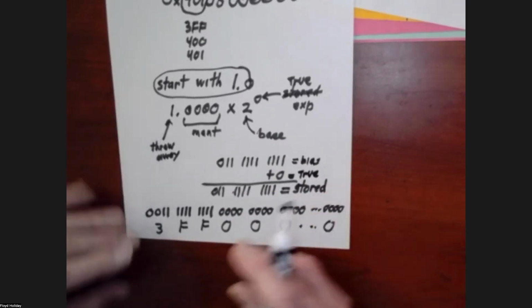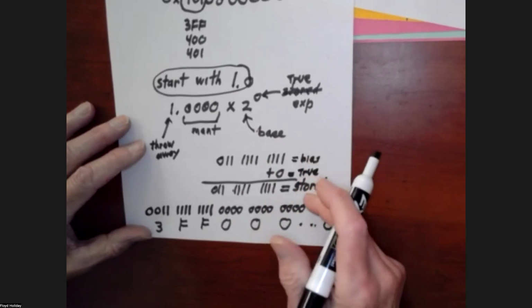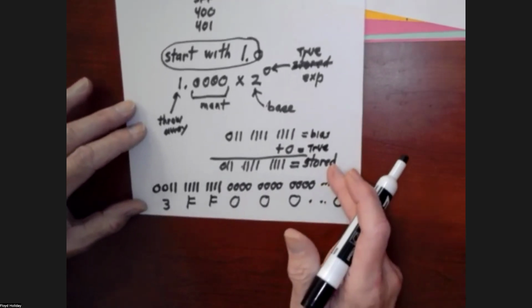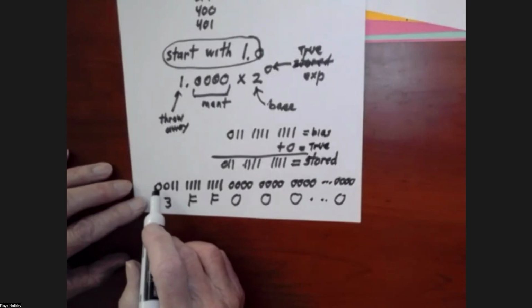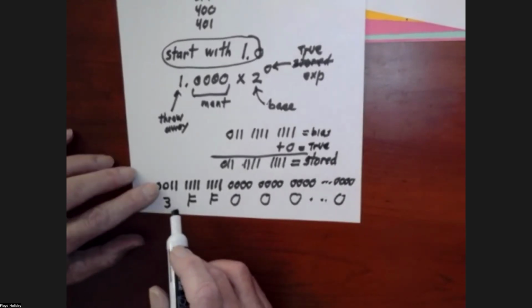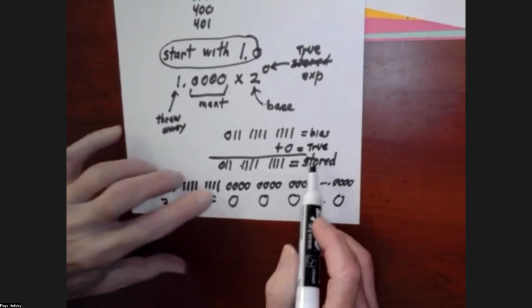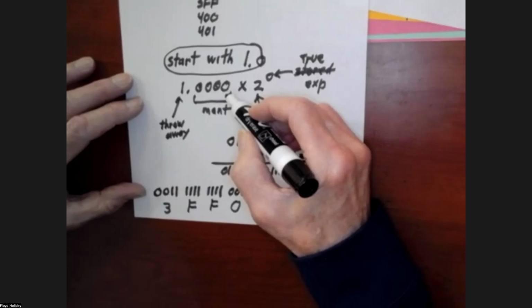Add them together, but adding 0, nothing changes. So the stored exponent is the bias number, just by the sheer special case of 1. Then you're ready to write this number. The first digit is the sign, 0. Then comes the bias number, which is the stored exponent. Then come all zeros, because the mantissa up here is all zeros.